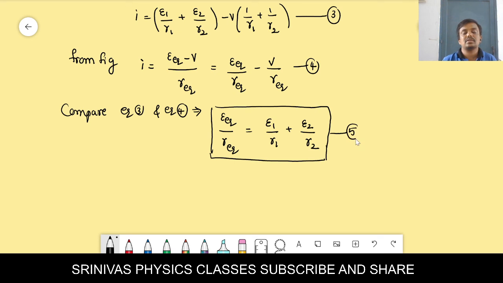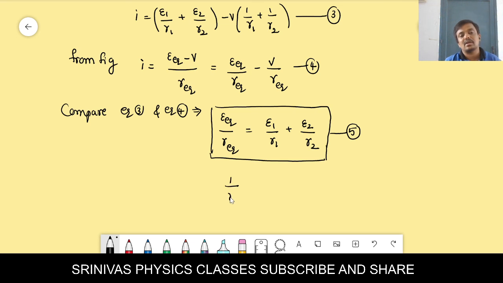Any doubt in the derivation? Then you can ask immediately. And V by R equivalent, V into 1 by R equivalent, this is equal to the bracket term. I is equal to E equivalent by R equivalent minus V into 1 by R equivalent, this bracket term.